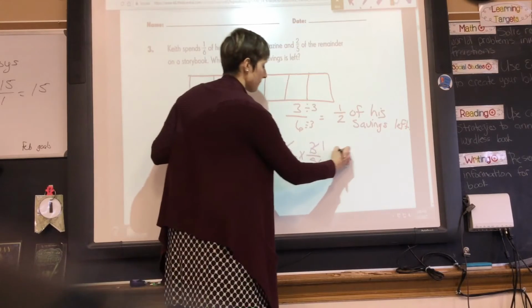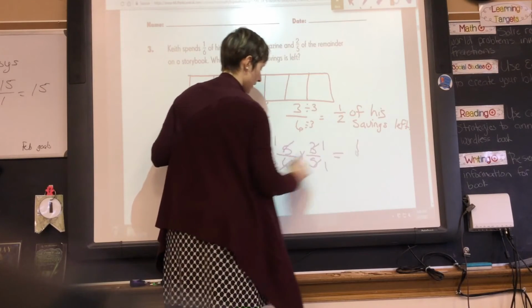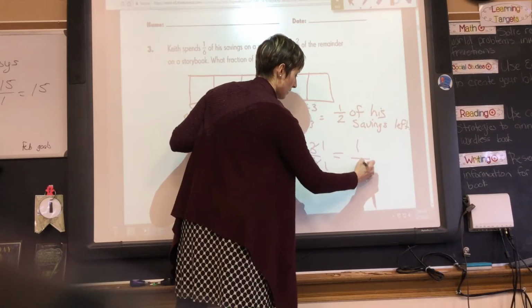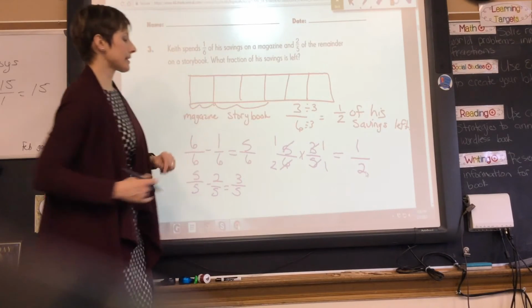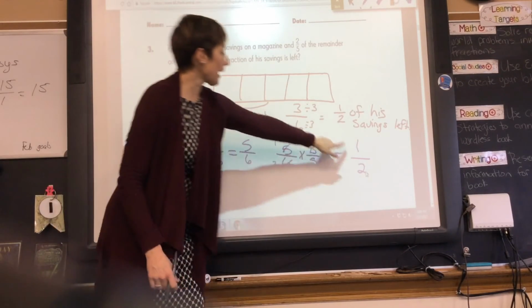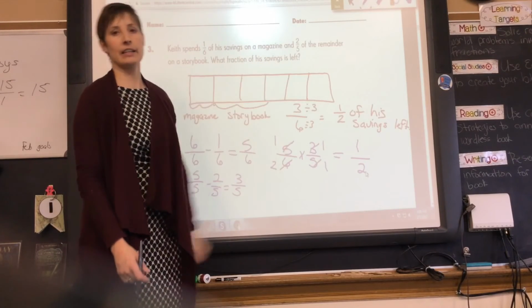I can multiply. 1 times 1 is 1. 2 times 1 is 2. And I come up with the same answer, that 1/2 of Keith's savings is left.